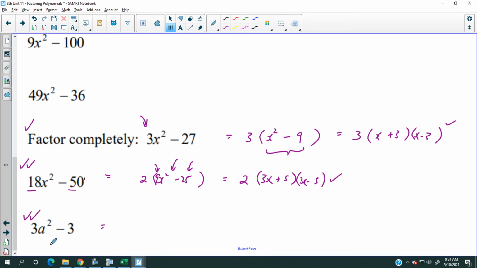Now, this last one, same thing. So I factor out the 3, so that's a squared minus 1, all right? This one's even easier, and then that's a plus 1, a minus 1. See, not too bad, right?